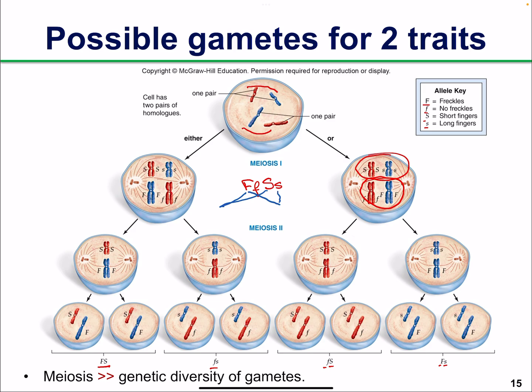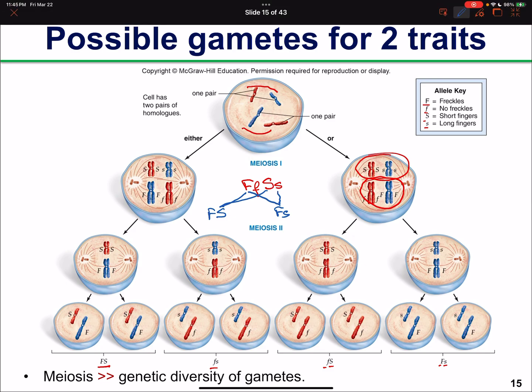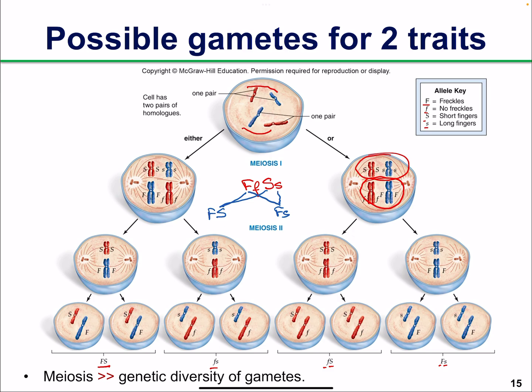This guy and this guy can end up in one cell, okay? So that we have capital S and capital F, lowercase s. Let me change my color here. Then we can have, so these are two possibilities, right?